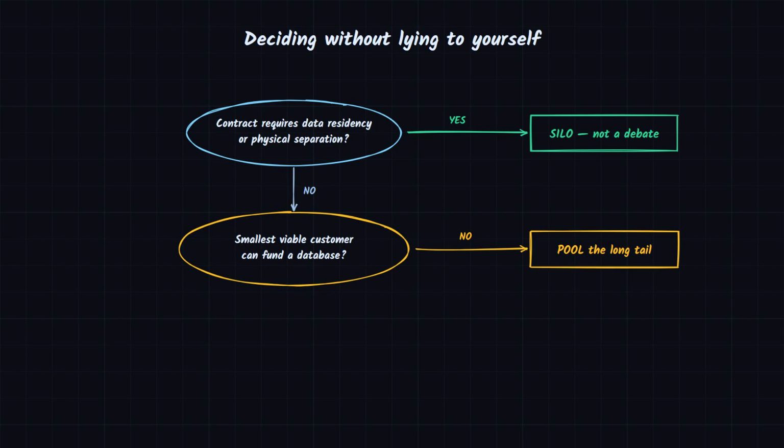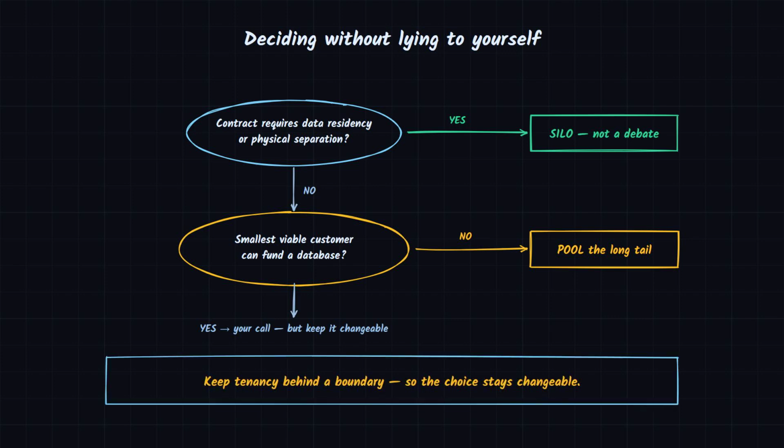And then the part that actually matters. Whichever you pick, keep the tenancy decision behind a boundary in your code, so that resolving where a tenant's data lives is one component and not an assumption baked into 400 queries. Because the thing that kills platforms is not picking wrong. It is picking, being unable to change, and meeting a customer worth changing for.